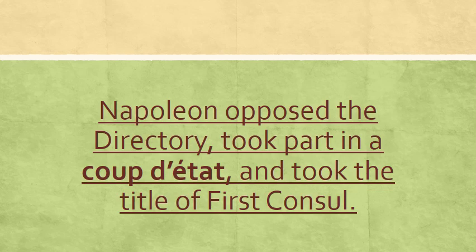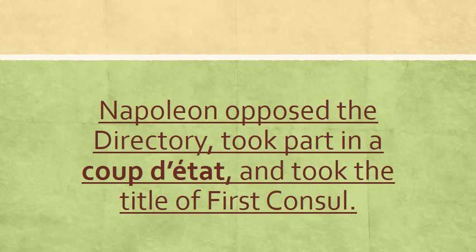So I want you to write down, Napoleon comes in and he opposes the Directory. Napoleon opposed the Directory, took part in a coup d'etat, and took the title of First Consul. So I'll read that again for you. You can write it down. Napoleon opposed the Directory, took part in a coup d'etat, and took the title of First Consul.